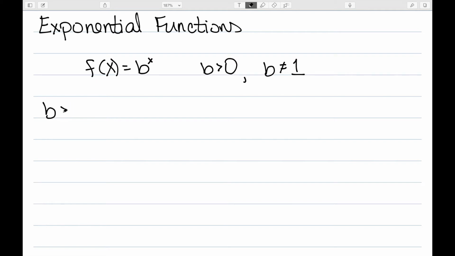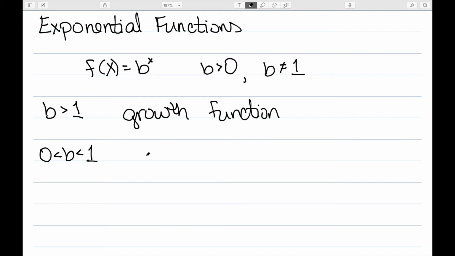If that number is greater than 1, then we have what's called a growth function. This function is going to grow very quickly. On the other hand, if it's between 0 and 1, it's called a decay function. It's going to be getting smaller.